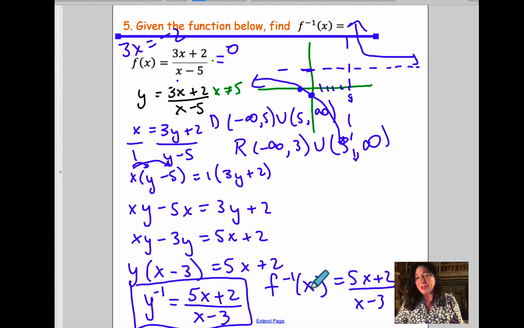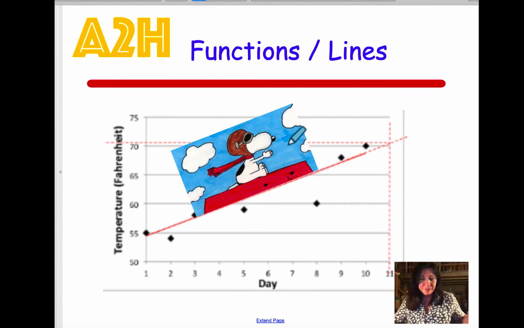So if I wanted to find the domain and range for my inverse, remember, they're flipped. So for my inverse equation, my range is my domain, and then my domain would be my range. So they're opposites when you're dealing with an inverse.